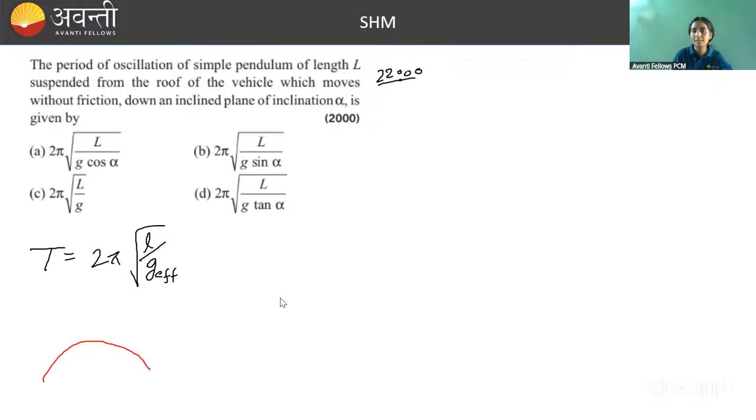So here you have to find g effective. Let's say you are asked, you are at a certain height from the surface of earth, what will be the time period of the pendulum? So there you will calculate g effective. Done? You will calculate g the way you usually do. Done? But this is the simplest.